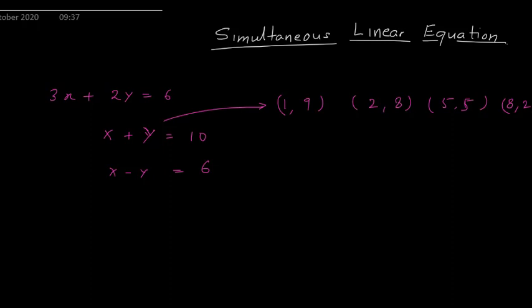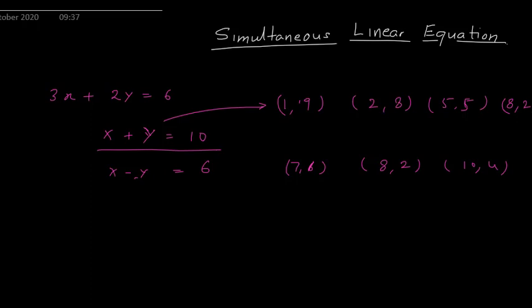Similarly, for this x minus y equal to 6, I have many solutions like 7, 1 because 7 minus 1 is 6, 8, 2, 8 minus 2 is 6, 10, 4 and so on. Okay, so if you put in place of x 1 and in place of y 9, you get 1 plus 9, 10. It satisfies this equation. So for one linear equation in two variables, I have infinitely many solutions.